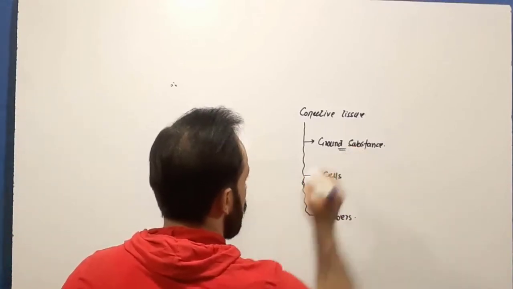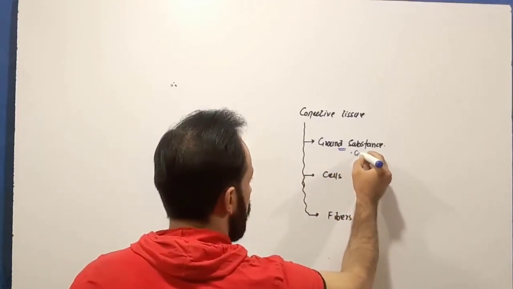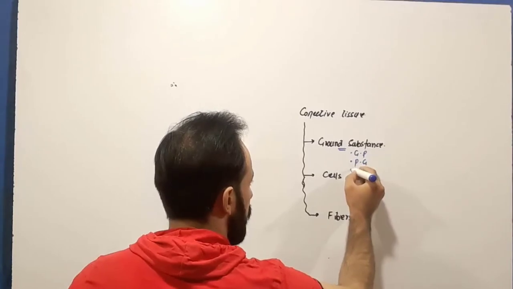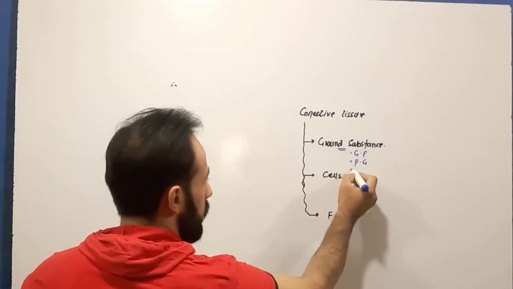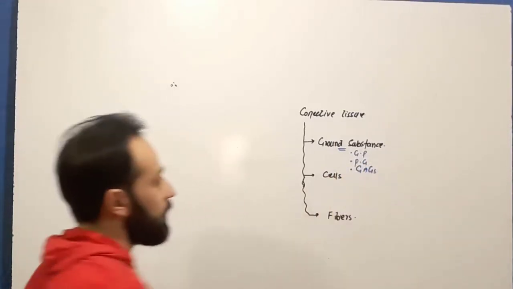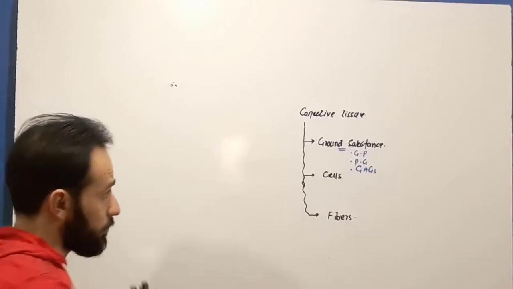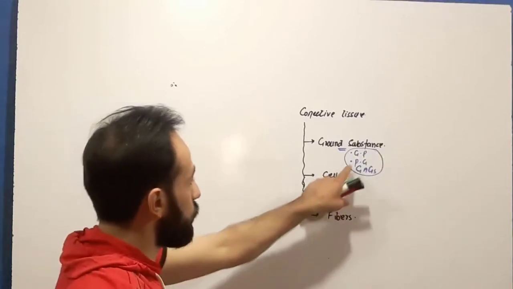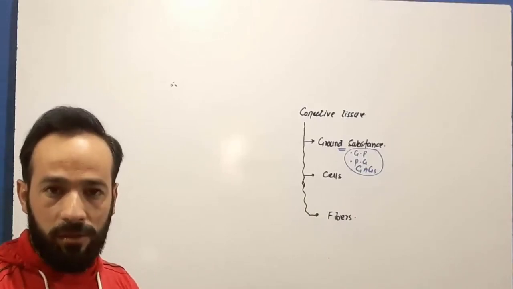So look carefully. The ground substance of connective tissue, we had said that it is composed of glycoproteins, proteoglycans, and then glycosaminoglycans, GAGs, are also present in the ground substance of the connective tissue. This was discussed in the previous lecture. What are these glycoproteins, proteoglycans and glycosaminoglycans? I have already recorded about them.